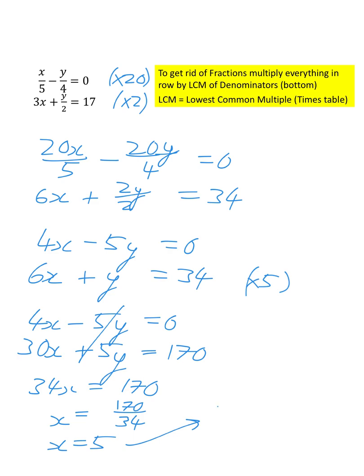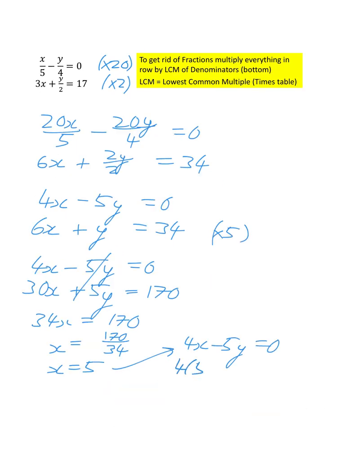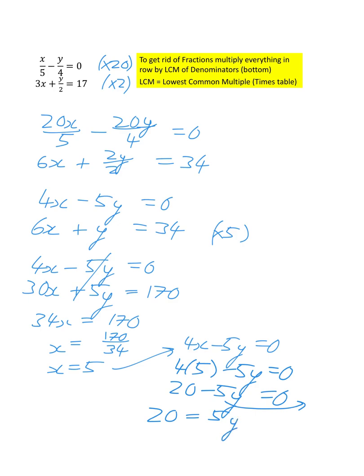Okay, so with that, I'm going to sub that into one of the originals. I'm going to put it into 4x minus 5y equals 0. So that'll be 4 times 5 minus 5y equals 0. 4 times 5 is 20, minus 5y equals 0. Now I'm going to bring the minus 5y over because it's negative. So 20 equals 5y. So 20 divided by 5 equals y. So 4 is equal to y. So the two answers there are y equal to 4 and x equal to 5.